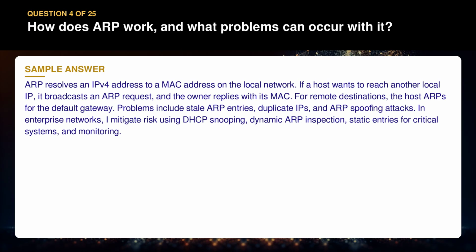Problems include stale ARP entries, duplicate IPs, and ARP spoofing attacks. In enterprise networks, I mitigate risk using DHCP snooping, dynamic ARP inspection, static entries for critical systems, and monitoring.